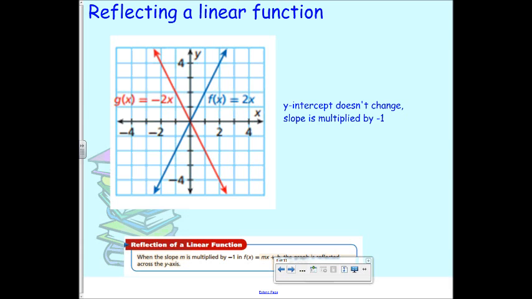They both start at 0. So this is 2x plus 0, and this is 2x plus 0. The only thing that changed is the red one was negative 2x, and the blue one was positive. So if it reflects, that means the slope sign is opposite. All right, the sign is opposite. The number doesn't change, but the sign is opposite.